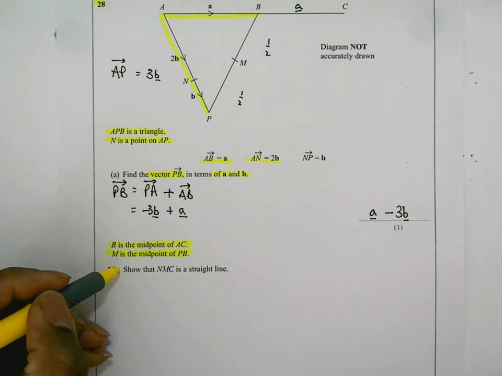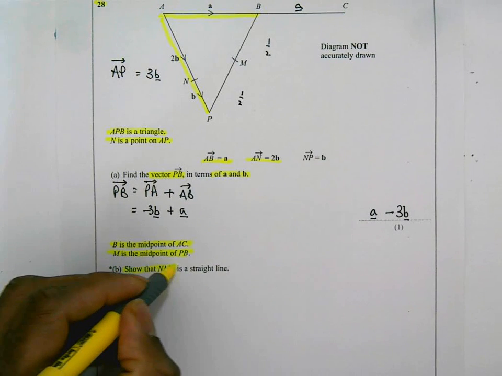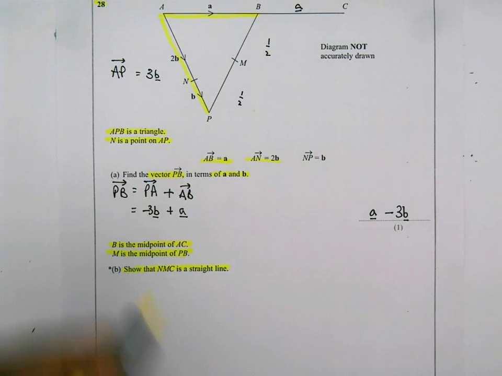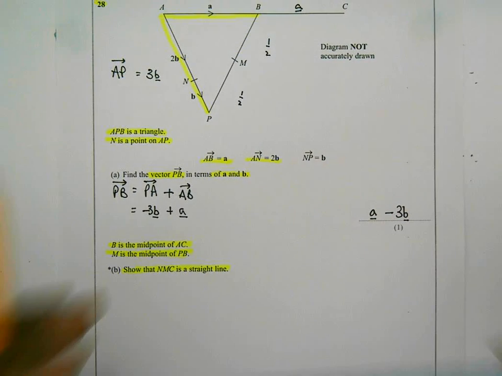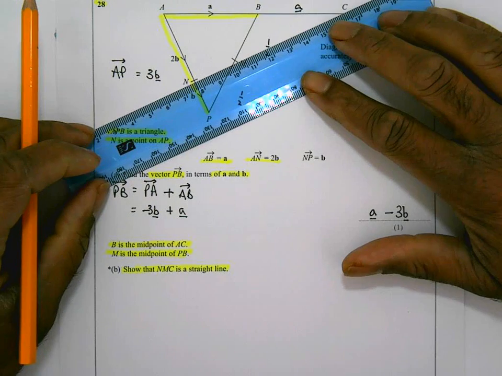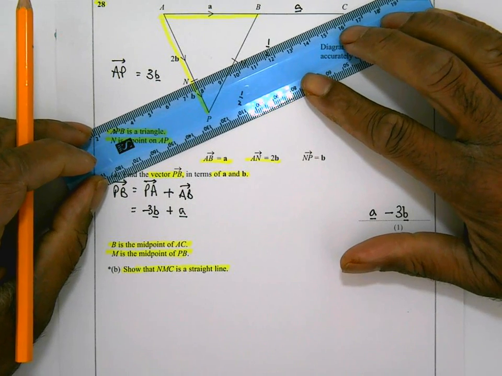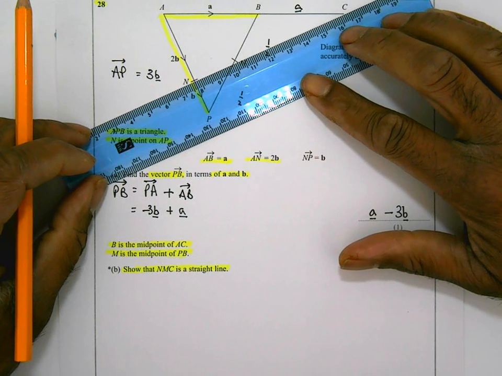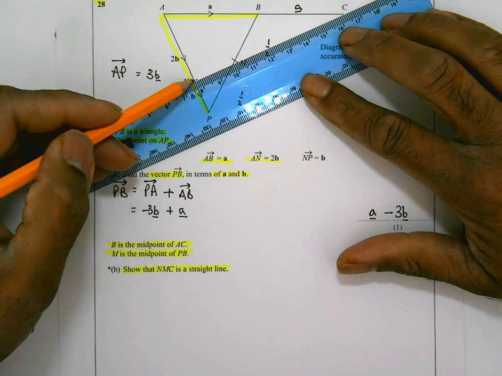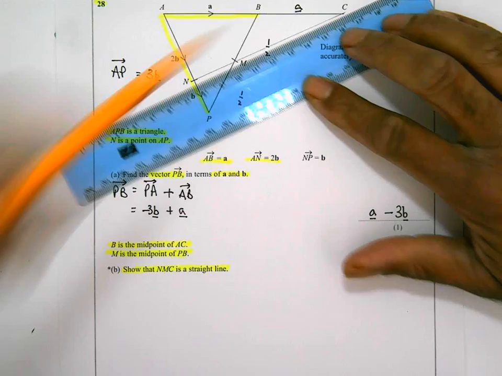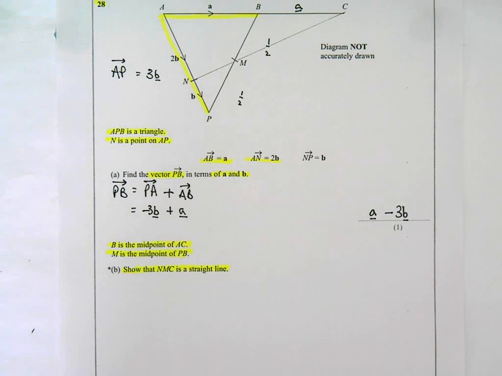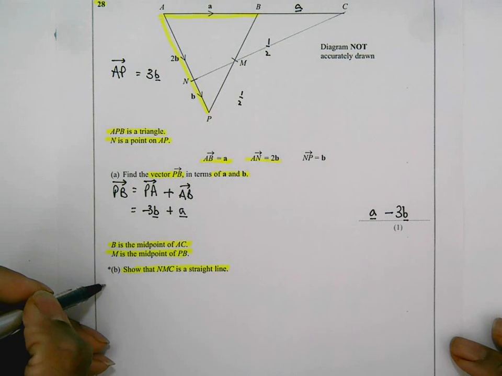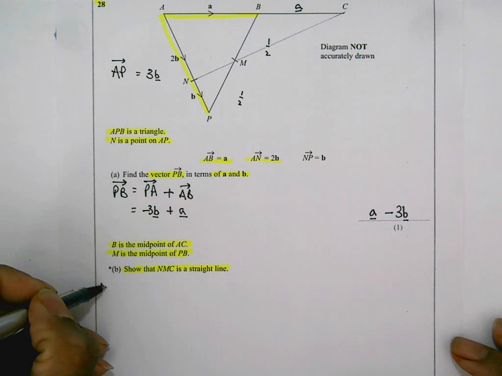In part B it says show that NMC is a straight line. So what I want to show is that those three points, N, M, and C, are on the same straight line, even though on the diagram it's not the case. I want to show, using vectors, that those three points are on a straight line. Now how do I do that? Well, I need to work out NC first of all. So I need to find NC.